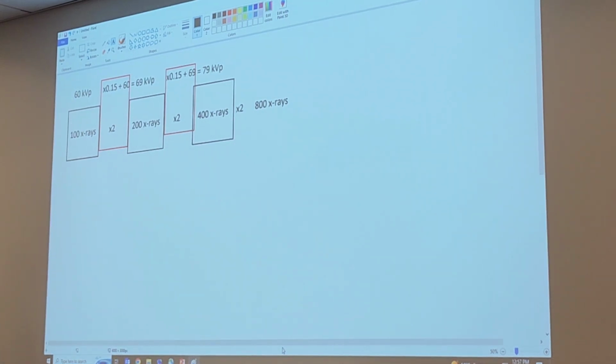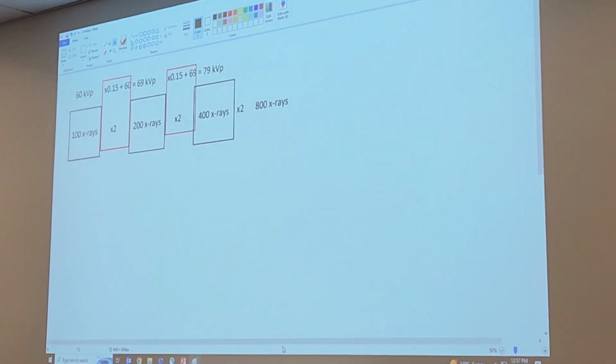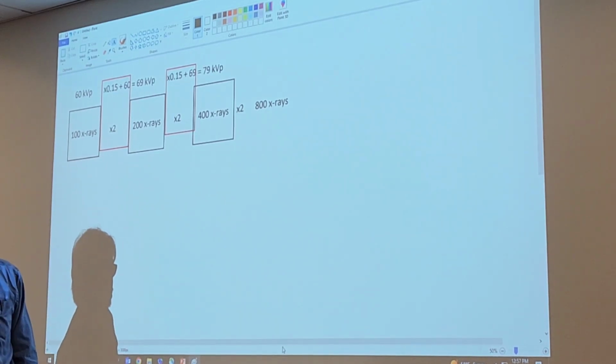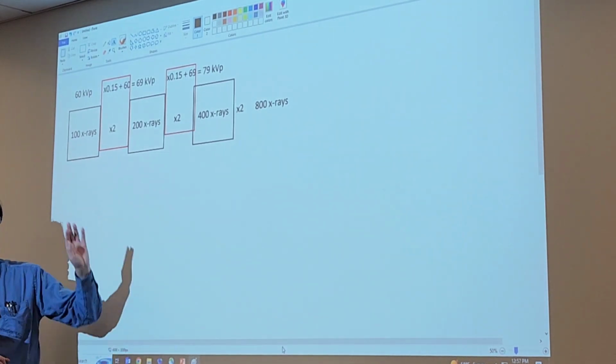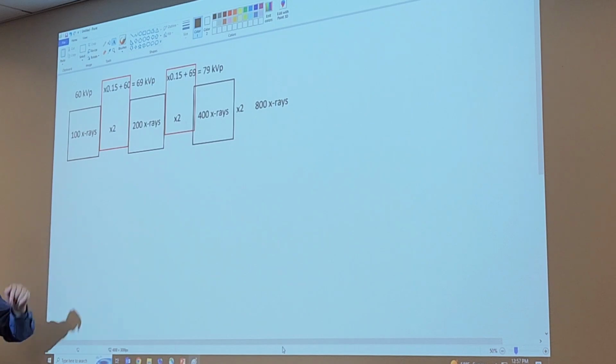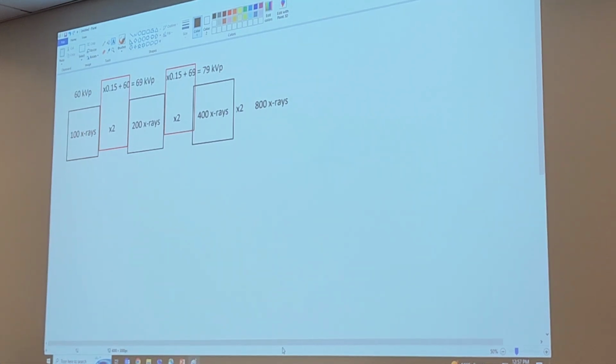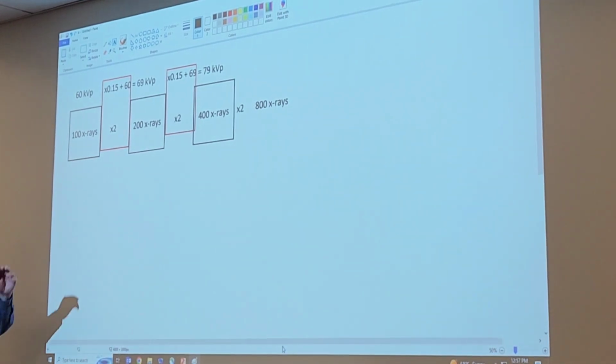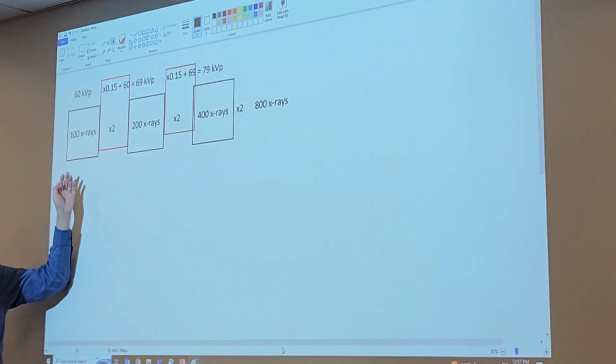Okay, let's see. In between numbers don't exist, so we don't need to do them. So we would not do 600, we would not do 500. They don't exist, so we don't need to do them. But they exist, yes. But the math for that is going to be too hard, so we're not going to do it. Did you have a question? No. Okay. How'd you get 1.5? 600 divided by 400.